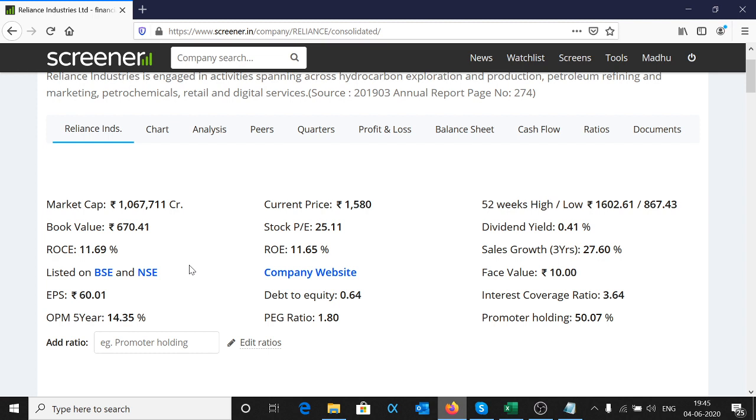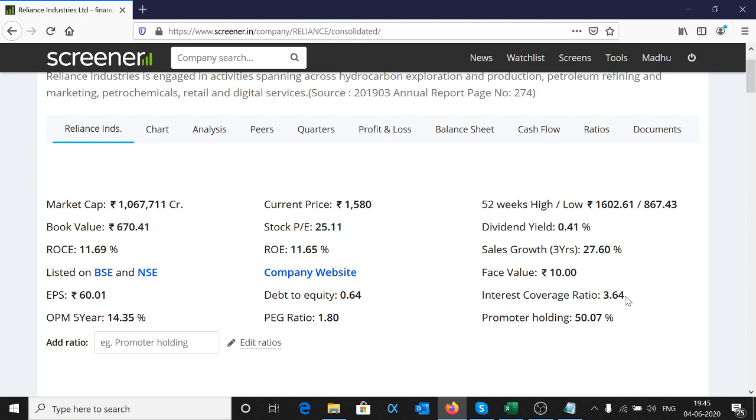Now we'll see the other factors. The operating profit margin over 5 years is 4.535, but the return on earnings is 11.65. This is also good. The market is expecting 11.65% returns, and over the last 5 years, it is delivering 14.35%. Then we have to see the interest coverage ratio.